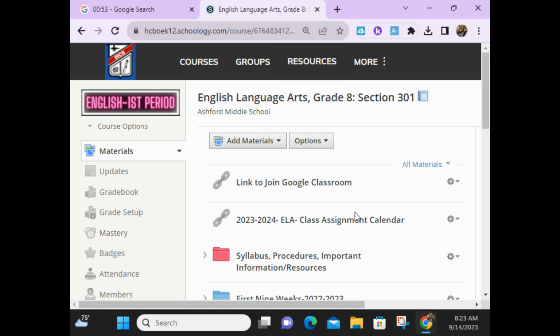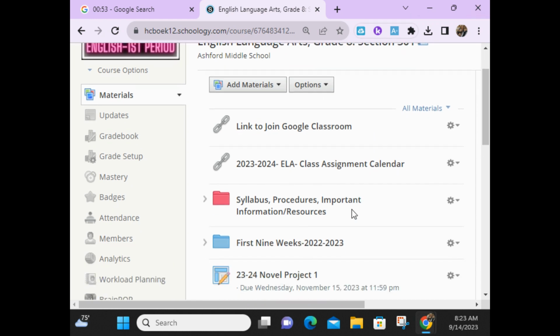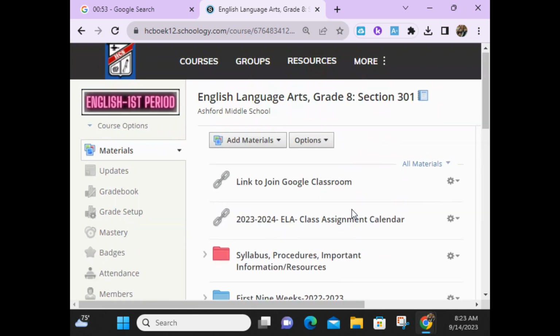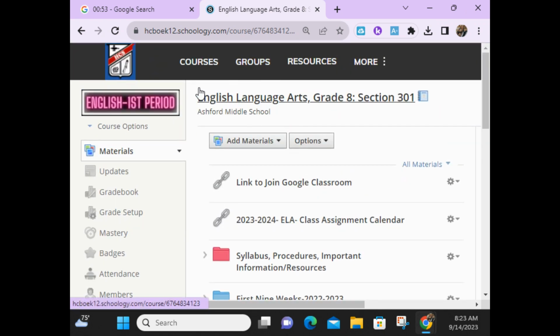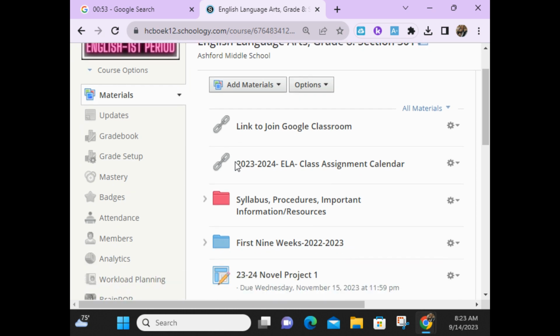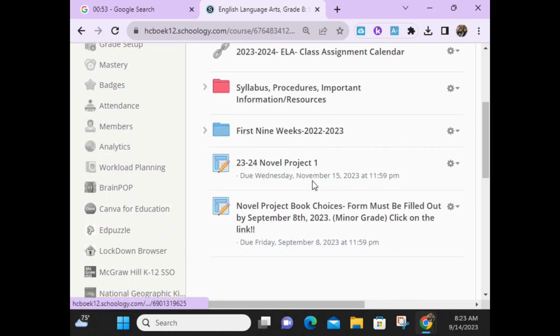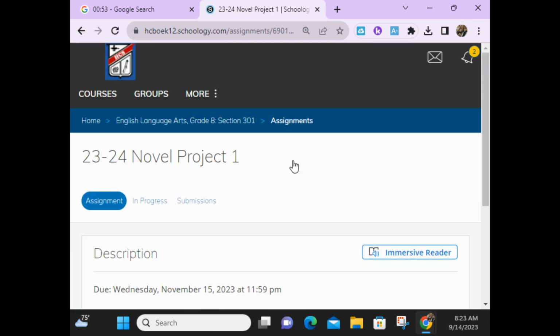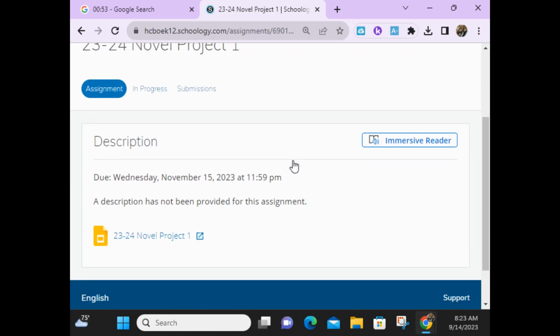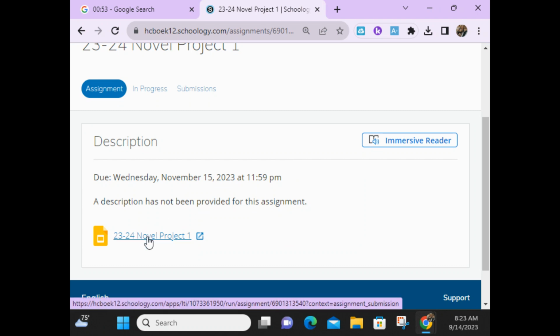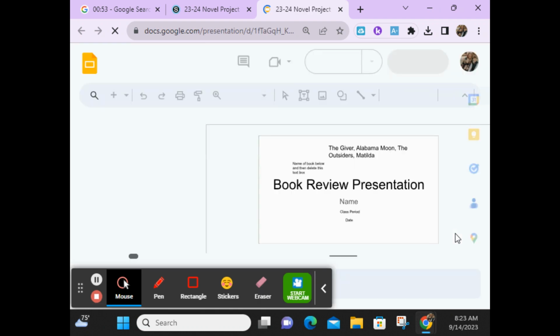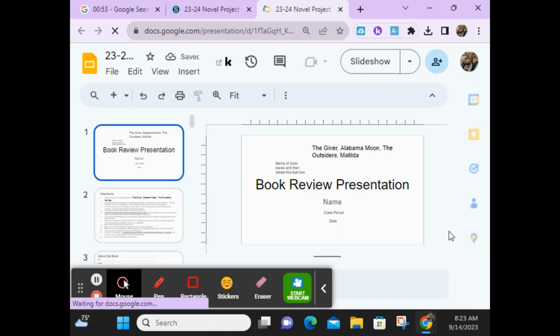Now, to access your project, I need for everyone to go into your Schoology, and you're going to click on your English class. It doesn't matter what period it is. It's all set up the same. Okay? And then I want you to scroll down to where it says Novel Project 1. You're going to click on that, and then you're going to open 2324 Novel Project 1. You should click on My Documents. All right?